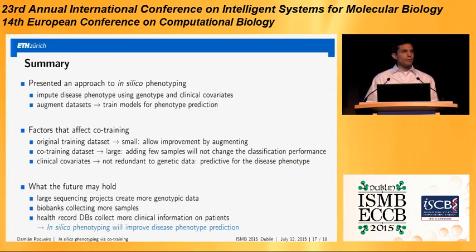What we feel the future may hold for this type of analysis is that nowadays we have large sequencing projects creating ever more genotypic data. In particular, we have biobanks that are collecting more samples, and these samples can most of the time also be related to health record information. For example, the UK Biobank is a very good example of this. We believe that this in silico phenotyping approach can make use of all this data to improve disease phenotype prediction, with the ultimate goal of using machine learning to improve personalized medicine.